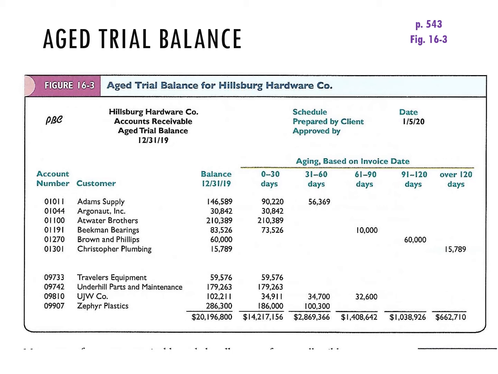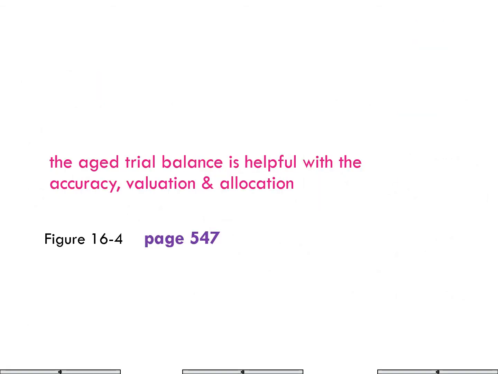So we can use the aged trial balance. We'll have the client present it. This used to be difficult, but now computer programs will spit one out in no time at all. And the aged trial balance is going to help us with our accuracy, valuation, and allocation. Specifically, it's going to help us estimate our allowance for doubtful accounts.